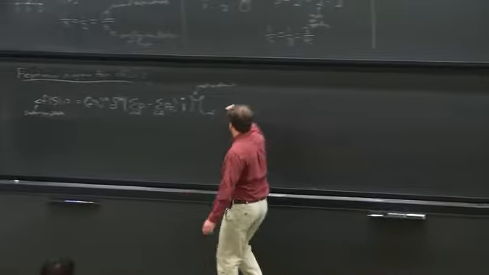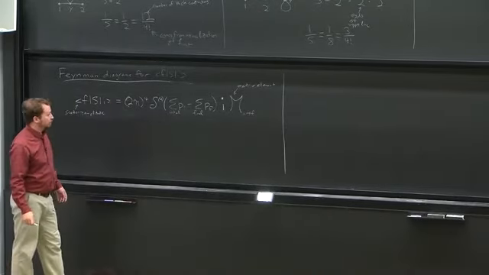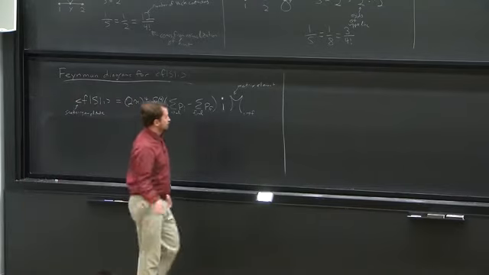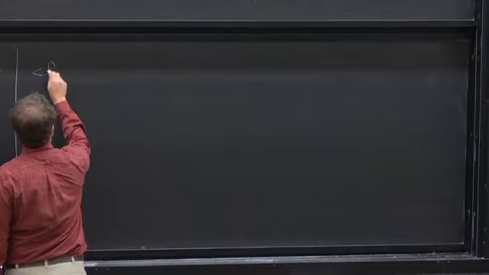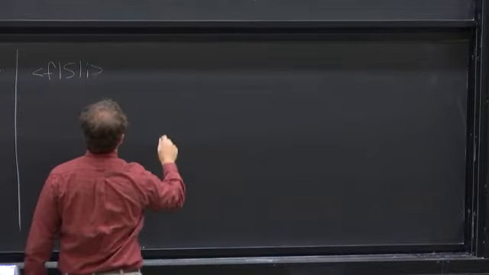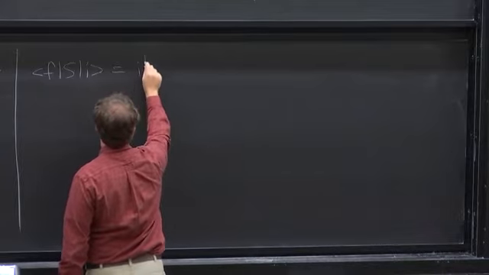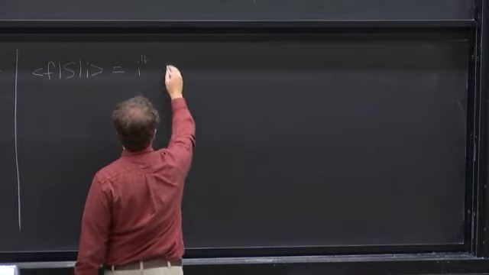So this is what we expect on physical grounds. Our calculations better give us this delta, and we'll see it come out. Okay, so just to remind you, the LSZ reduction formula. Let's again focus on the 2 to 2 scattering case.